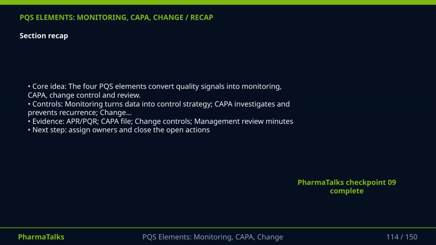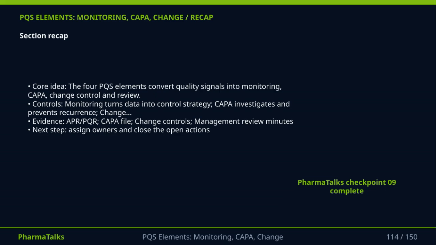CAPA, or corrective and preventive actions, focuses on investigating issues deeply and preventing them from happening again. Change control ensures any modifications are properly managed, and management review brings everything together to maintain oversight. Evidence of these processes includes documents like APRs and PQRs, CAPA files, change control records, and management review minutes. Moving forward, our next step is to assign owners to these activities and close out any open actions to keep the system robust and effective.